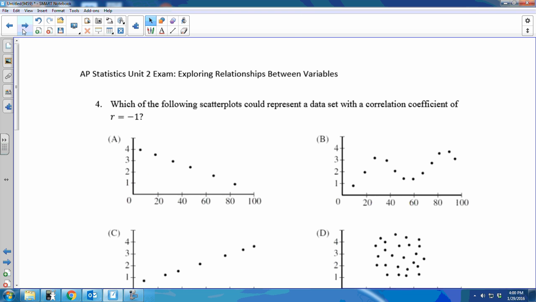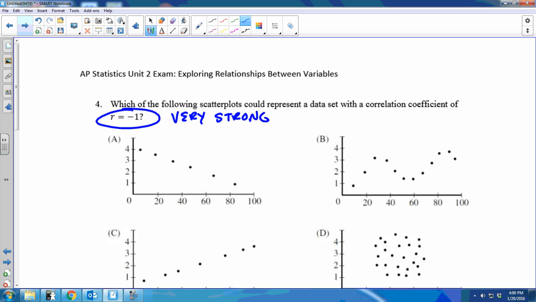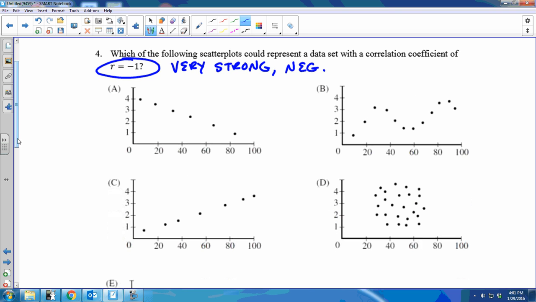Number 4. Which of the following scatter plots could represent a data set with a correlation coefficient of r equals -1? This is a very strong, we're talking the strongest it can get, negative correlation. So, A looks like it's very strong and negative.